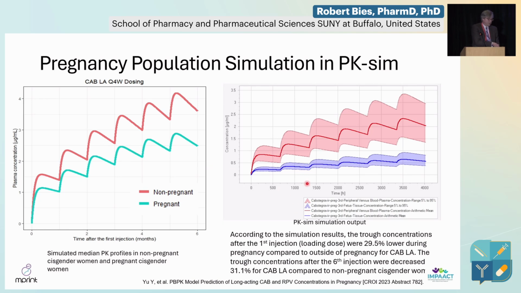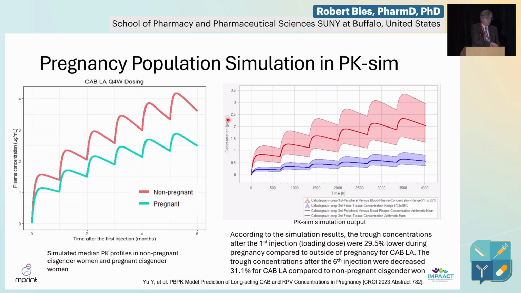So you can see that the trough concentrations after the first injection were about 30% lower for pregnancy compared to outside of pregnancy for CAB-LA, and for the sixth injection, right before delivery, theoretically were decreased about 30% overall.